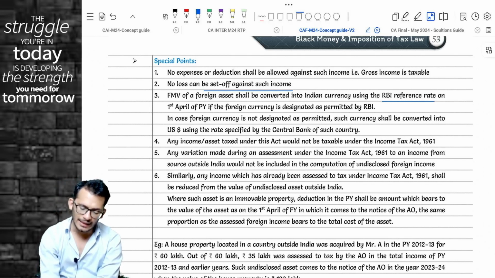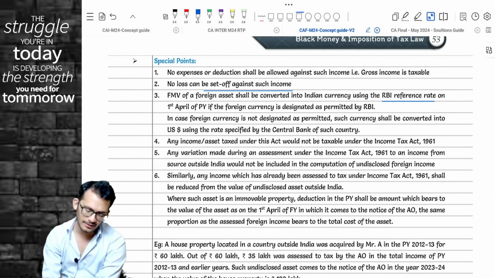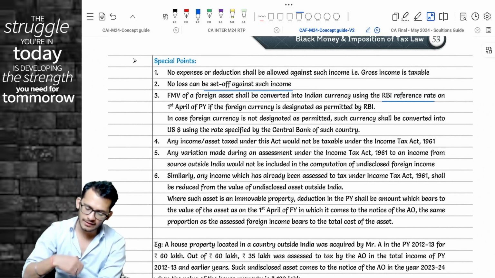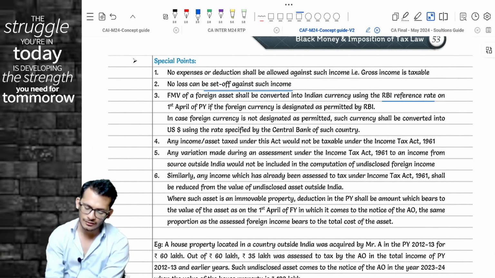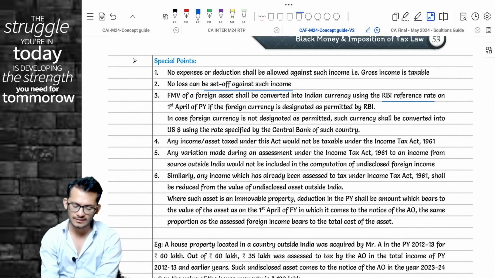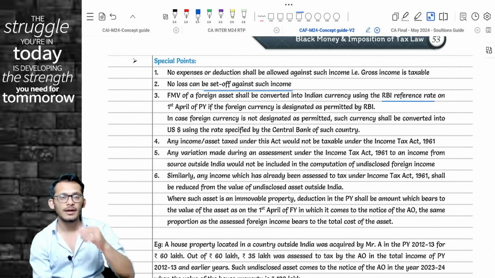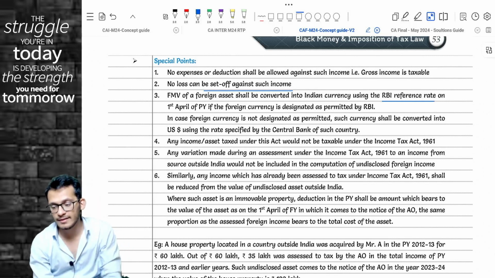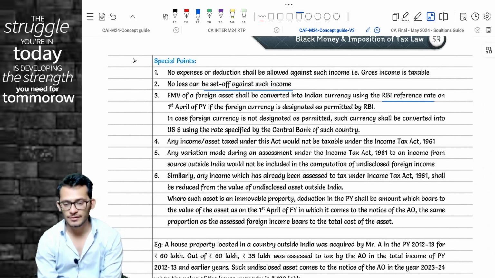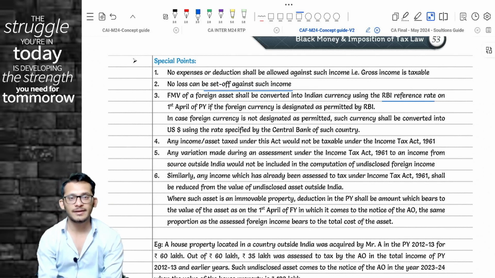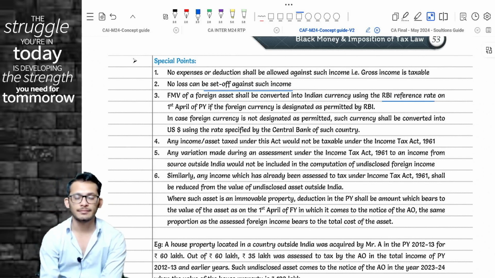6. Similarly, any income which has already been assessed to tax under the Income Tax Act shall be reduced for the purpose of finding out the undisclosed asset outside India. Where such asset is an immovable property, deduction in the previous year shall be the amount which bears the value of the asset as on 1st April of the financial year in which it comes to the notice of the AO, the same proportion as the foreign income bears to the total cost of the asset. So they are coming and saying, Rahul, if at all there is any asset which is of earlier years, and it was already taxed under the Income Tax Act, you will again not tax it under the Black Money Act.